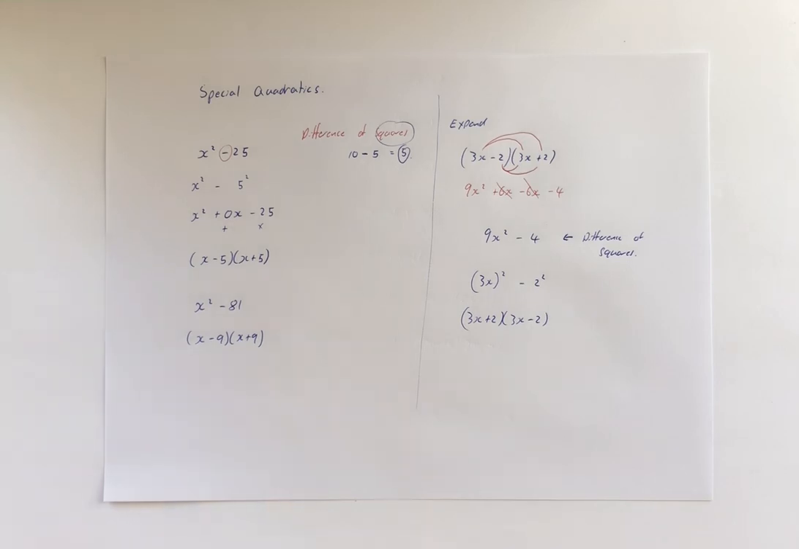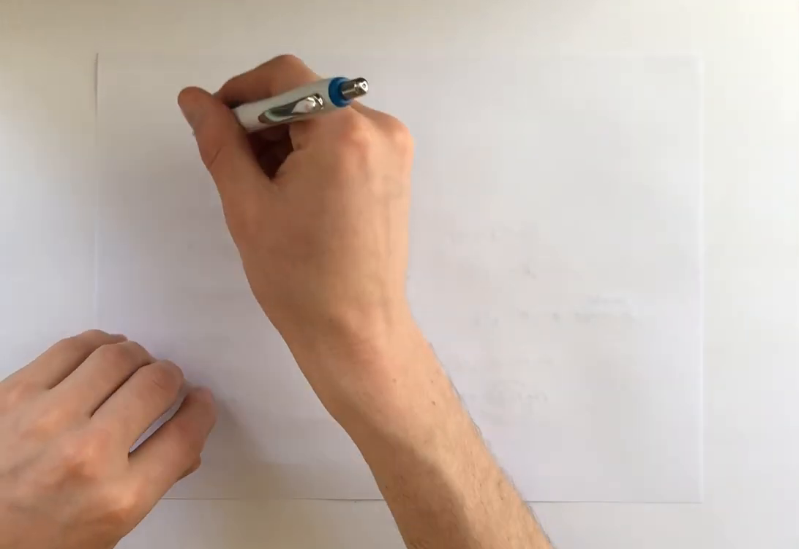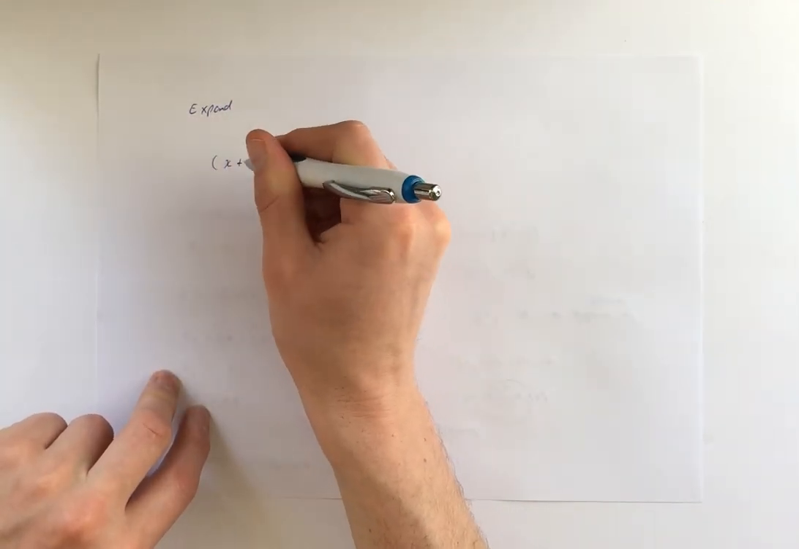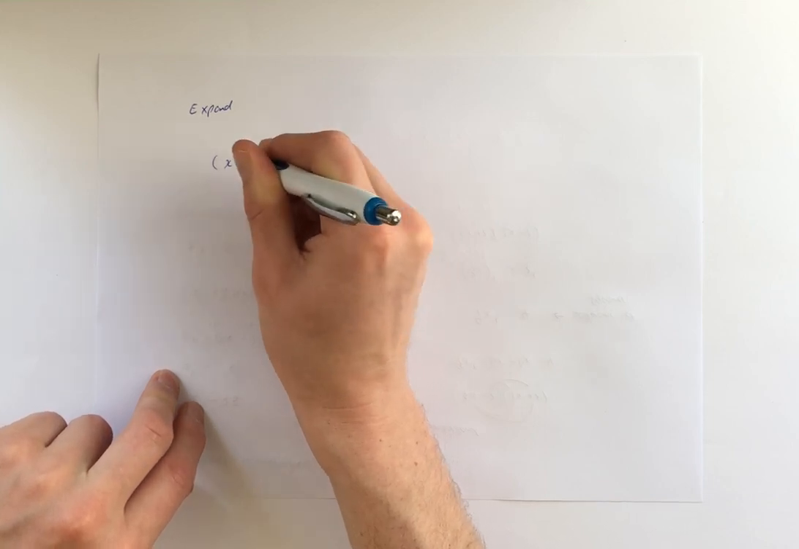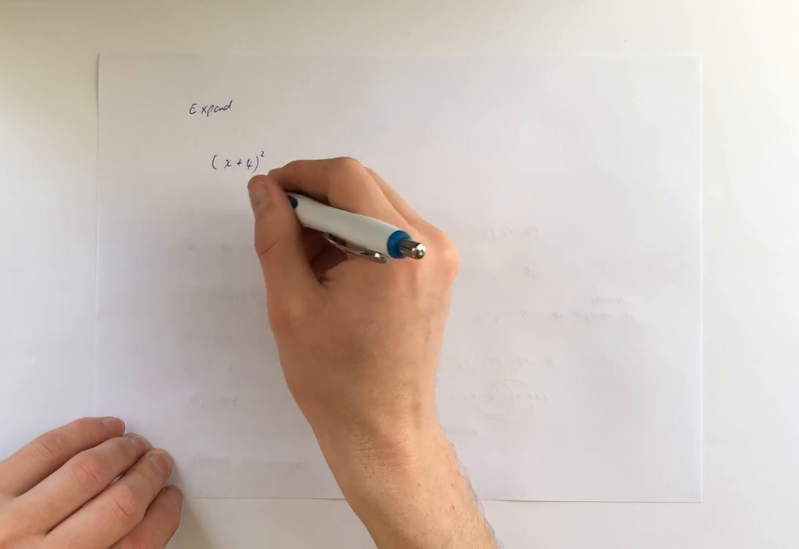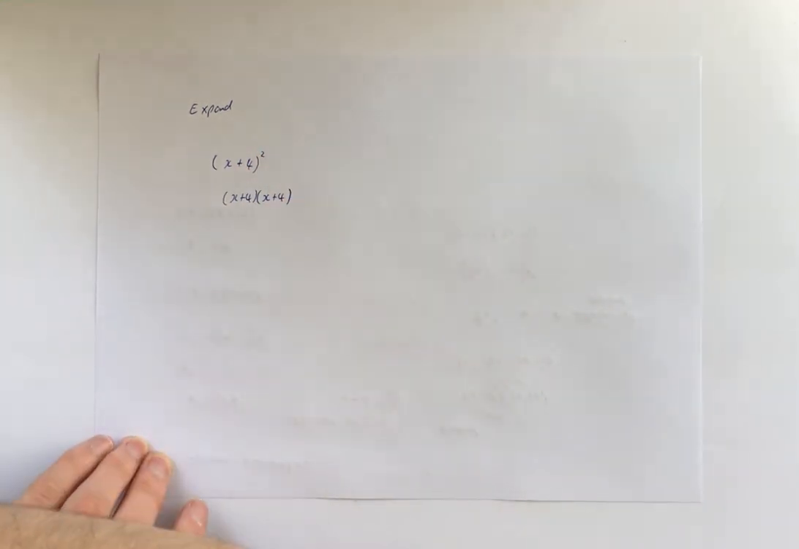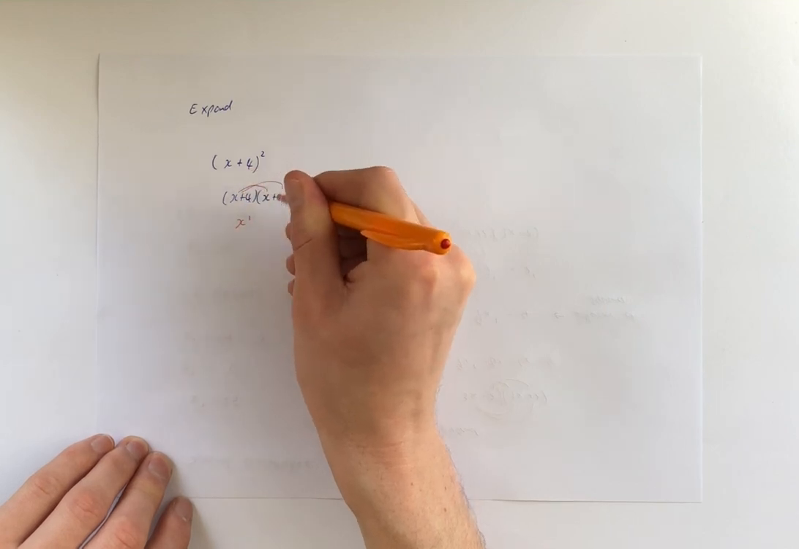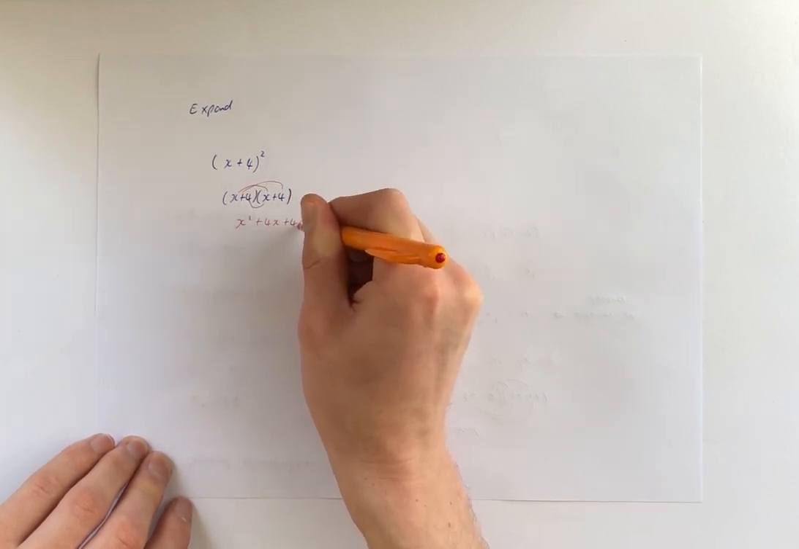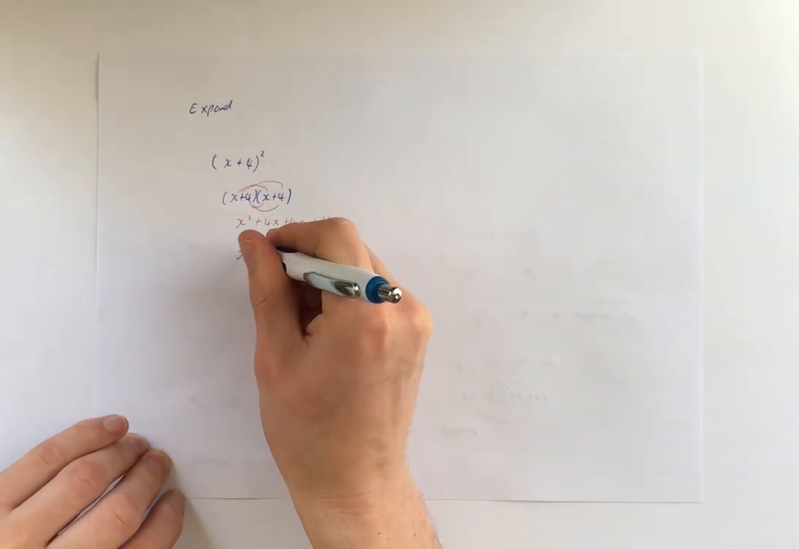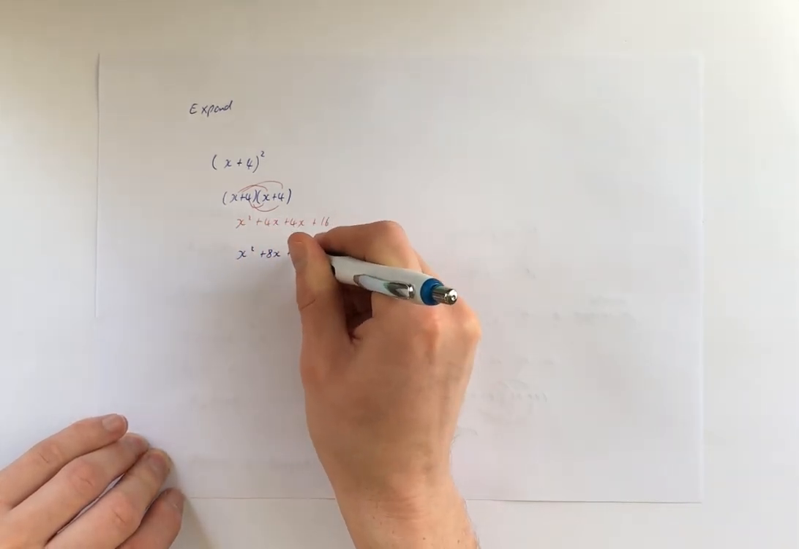Okay, one more special type of quadratic. What happens when we expand something like x plus 4 squared? So that whole bracket has been squared. What does that mean? It means that that's x plus 4 multiplied by itself. So when we expand this, we have x times x, x times 4, 4 times x, and 4 times 4. Not so bad. That gives us the quadratic x squared plus 8x plus 16.